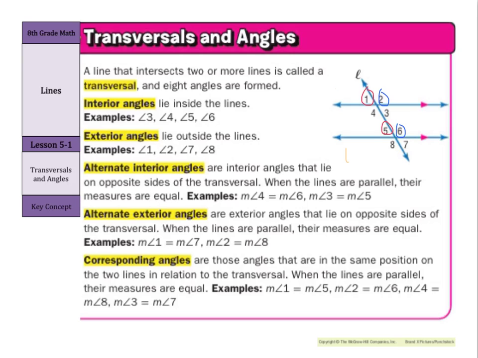And then we have 4 and 8. And those are kind of what I would consider the bottom left. And then I have 3 and 7. Those are kind of like the bottom right. So those are in the same position in the two lines. Top left, top right, bottom left, bottom right. That's what I would do when I'm looking at those.